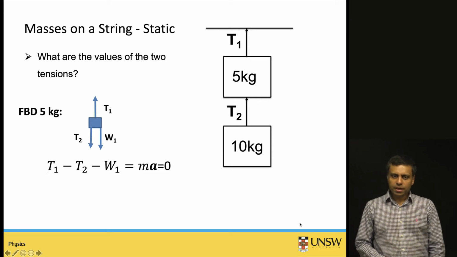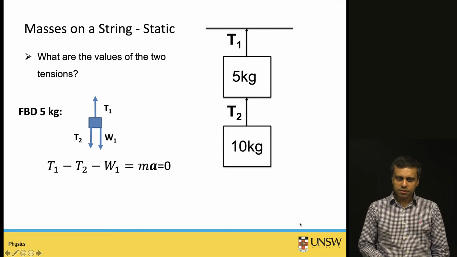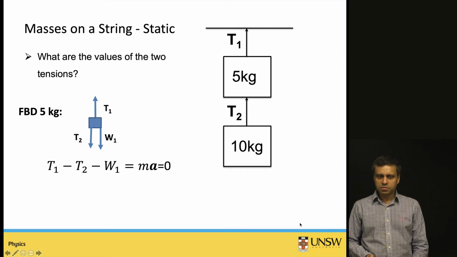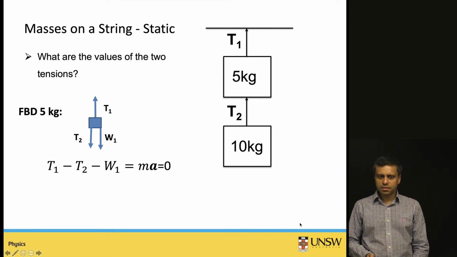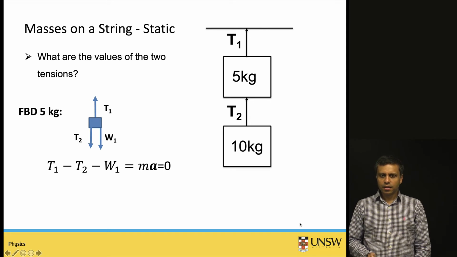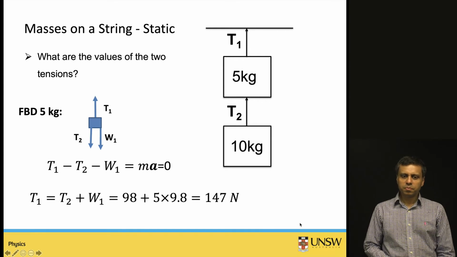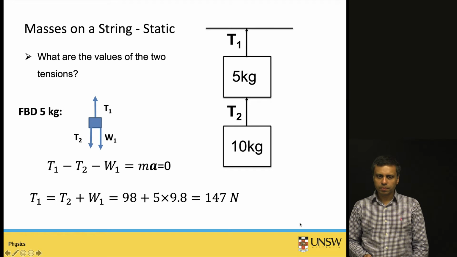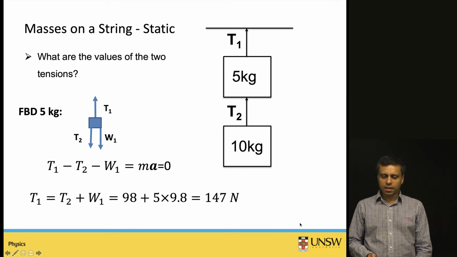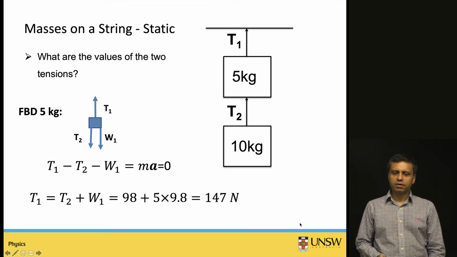And now again we apply Newton's second law and sum all the forces. T1 minus T2 minus W1, the weight of the 5 kg mass, equals ma. And so the system is static, so acceleration is 0. So we set this to 0. And then we find an expression for T1. T1 is just equal to T2 plus W1, the weight. And we have already solved for T2 in the last problem. And W1 is just the weight of the 5 kg mass. And if we plug in the numbers, we get 147 Newton.